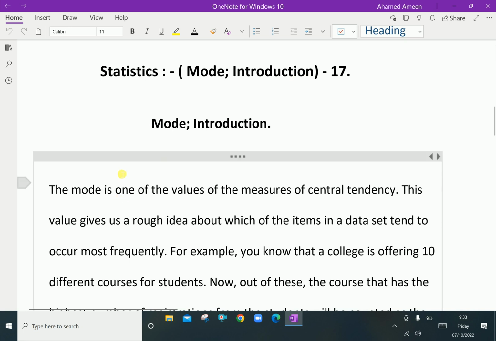Mode is the value which occurs most frequently in a set of observations and around which the other items of the set cluster densely. In other words, mode is the value of the variable which is predominant in this series. Thus, in the case of a discrete frequency distribution, mode is the value of x corresponding to the maximum frequency.